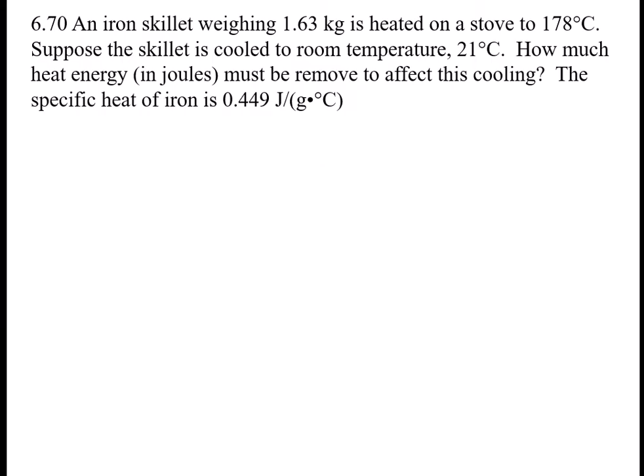So, the first problem: an iron skillet weighing 1.63 kilograms is heated on a stove to 178 degrees C. Suppose the skillet is cooled to room temperature of 21 degrees C. How much energy in joules must be removed to effect this cooling? The specific heat of iron is 0.449 joules per gram degree C.